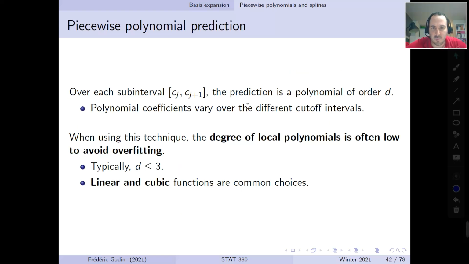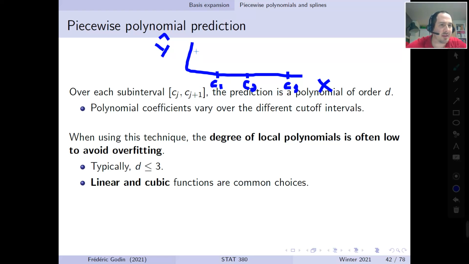Okay, so let's go back here. Then if you draw the picture, you probably have something like C1, C2, C3, etc. Over each of these subintervals, this is x, and this is your prediction, then you'd have a polynomial. So let's say if we take d equal to 2, maybe we have a parabola like this, and maybe then a parabola, and maybe here a parabola, and then maybe here a parabola, etc. Okay, so here we can see that we can have piecewise polynomials as a predictive function.